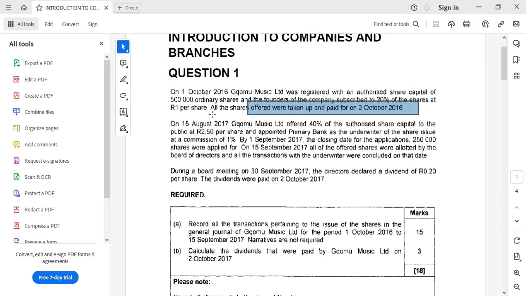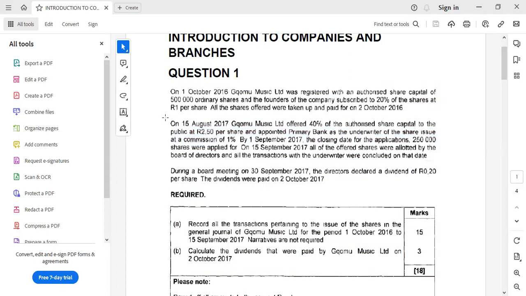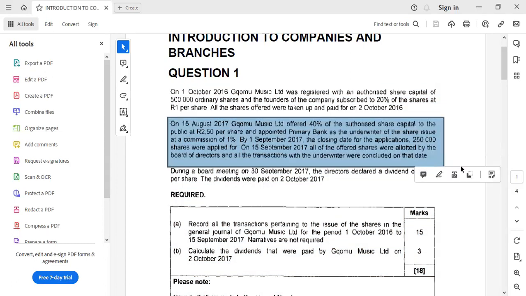Right. Then on 15 August 2017, Home Music Limited offered 40% of the authorized share capital to the public at 250 per share and appointed Primary Bank as the underwriter of the share issue at a commission of 1%. By 1 September 2017, the closing date of the applications, 250,000 shares were applied for. On 15 September, all of the offered shares were allotted by the board of directors, and all the direct transactions with the underwriter were concluded on that date.